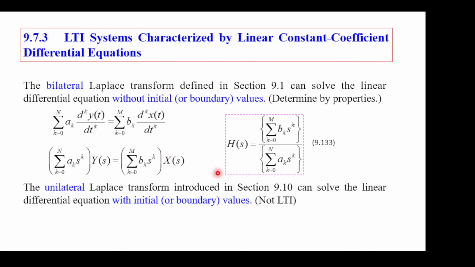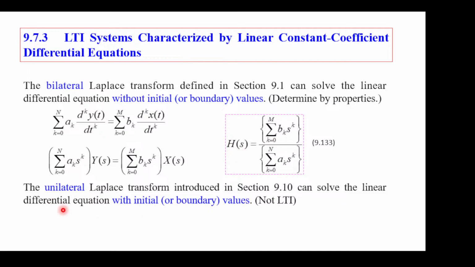Because this doesn't tell you the ROC, it just gives you some H of s, which is going to be rational. It has a whole bunch of zeros and poles, and so you need to pick an ROC by some property. Maybe you want a stable system, or you want a causal system, and that will tell you which ROC you should pick.